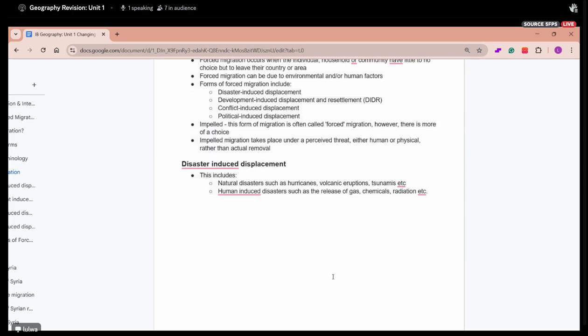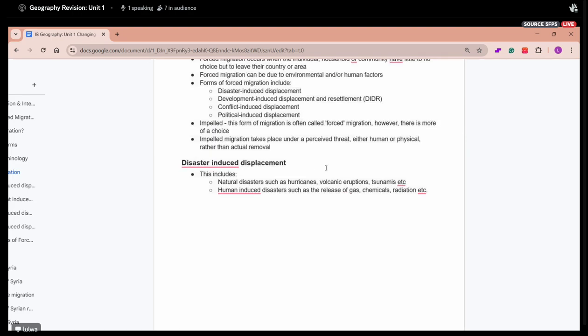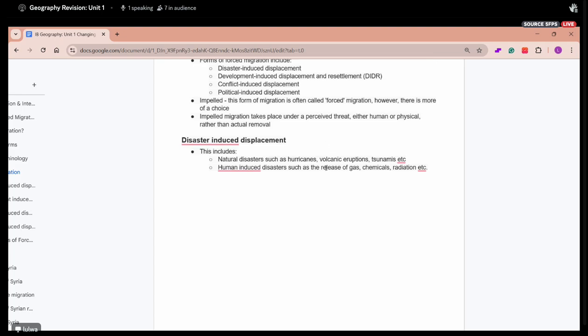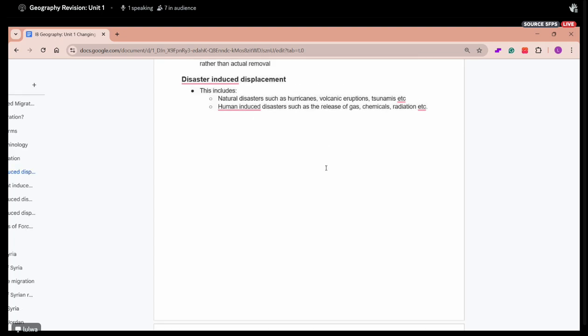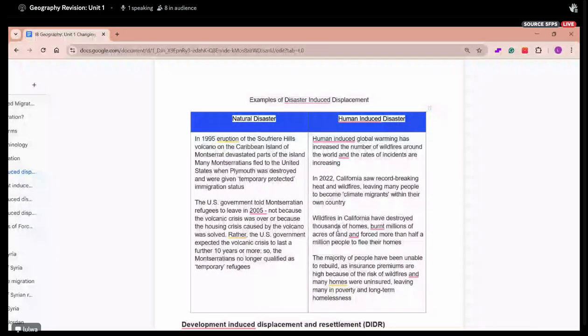Okay, so disaster-induced displacement includes natural disasters such as hurricanes, volcanic eruptions, tsunamis, etc. Human-induced disasters such as the release of gas, chemicals, radiation, etc. So here are some examples. Natural, you have the eruption of the Soufriere Hills volcano on the Caribbean island of Montserrat. And human-induced, you have global warming, you have the wildfires in California. And so this is like different kinds of disaster-induced displacement.